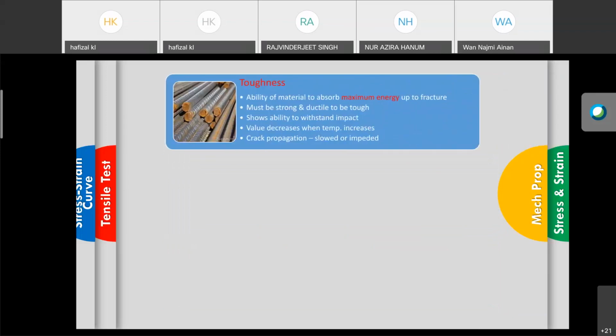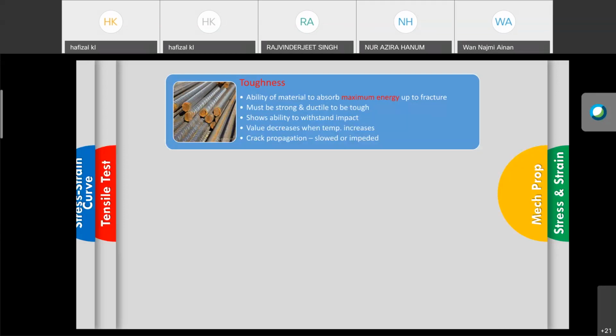Then we have toughness. Toughness is the ability of a material to absorb maximum energy up to fracture. Toughness matters when we want to apply a force for cutting materials. Maybe we want to test a cutting machine, so a very tough material will be very hard to cut. A material must be strong and ductile to be tough.